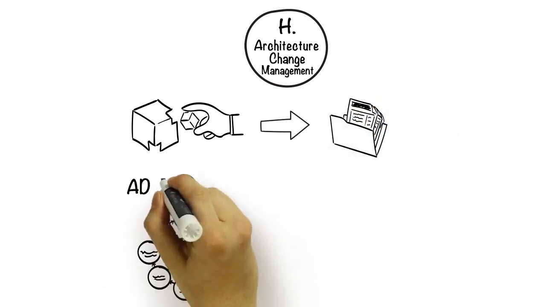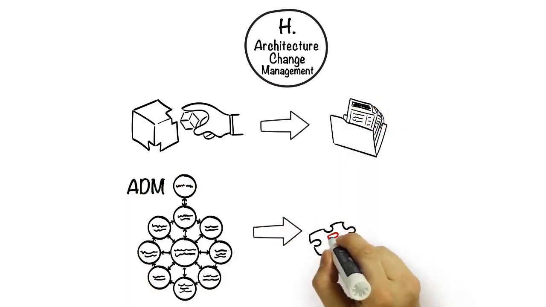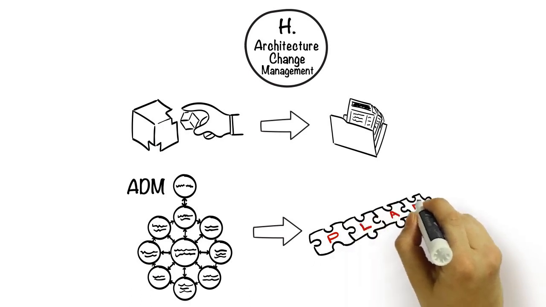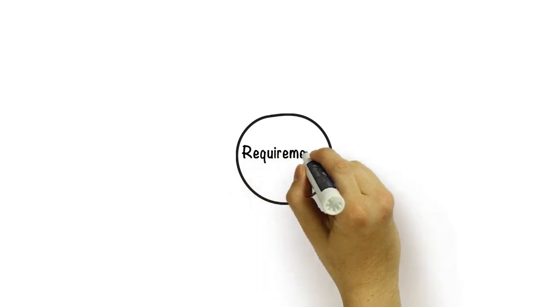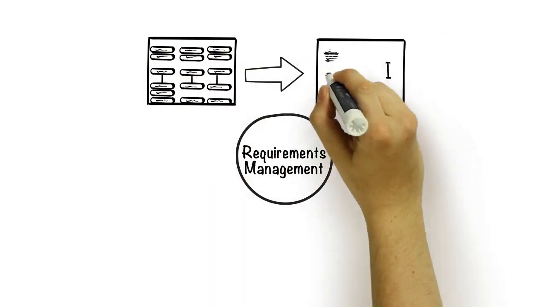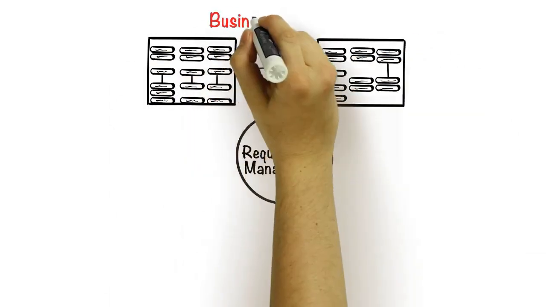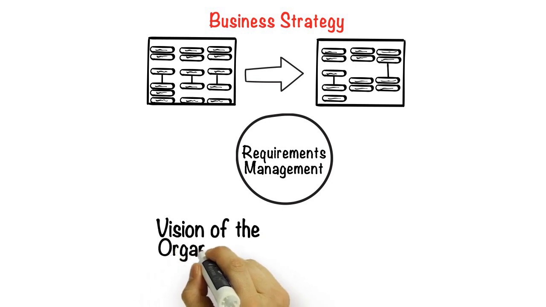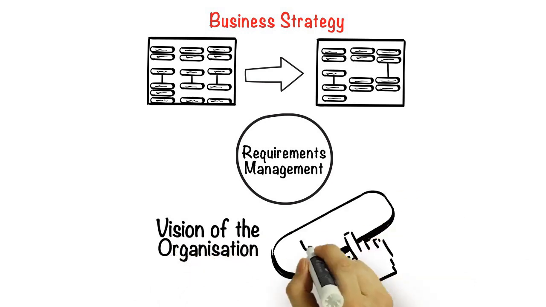If another cycle or iteration of the ADM is going to occur, this is when we consider how this will be undertaken. The requirements management phase is an ongoing, ever-present phase. We use it to ensure we are constantly managing change in the business effectively, and that any changes to things such as business strategy, the vision of the organisation, etc., are considered and our architecture efforts are updated accordingly if necessary.